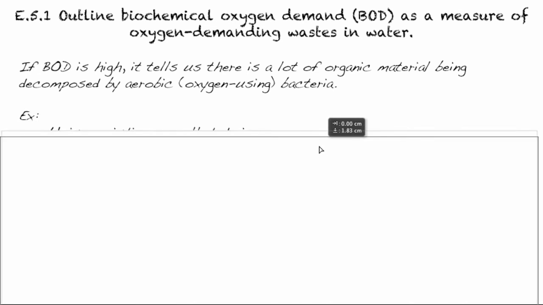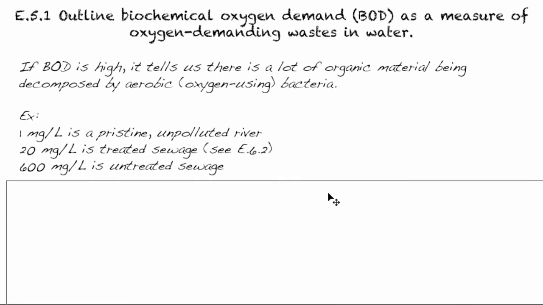And why do we want to do that? Well, it actually tells us how polluted something might be. So for example, an unpolluted river will have about 1 milligram of this oxygen demanding waste per liter. If you get to treated sewage, which we'll talk about in E.5.1, it'll be 20, and if you have untreated sewage, which happens in a lot of parts of the undeveloped world, you can see it's 600 milligrams per liter.